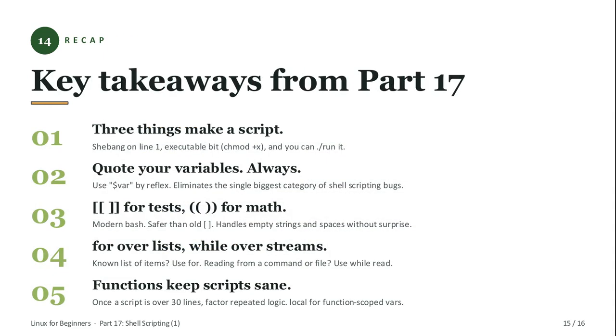Before we wrap, let's distill Part 17 down to 5 things worth remembering. A script needs a shebang, the executable bit, and a path to run it. Quote your variables, always. It kills the biggest class of shell bugs. Prefer double bracket tests and double paren math. They handle edge cases the old single brackets stumble on. Use for when you have a list, while read when you're streaming. And once you cross 30 lines or so, reach for functions and local variables to keep the whole thing sane.